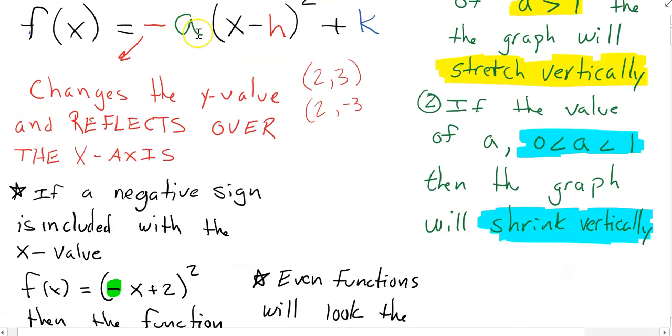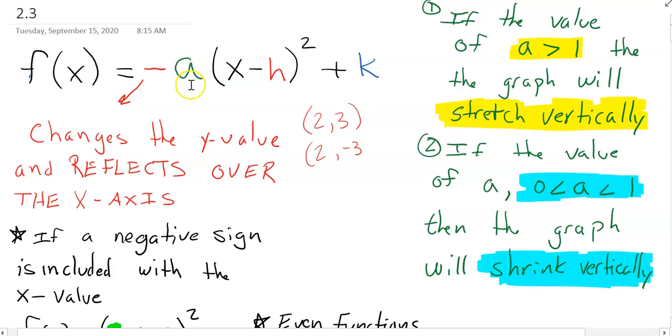The other thing we're going to be looking at is this a value. And it is a factor. It's going to either stretch it vertically or shrink it vertically. Basically, if the number is greater than 1, it will stretch vertically. If this number is a fraction, in between 1 and 0, then it will shrink vertically. We could say, oh, if it stretched vertically, it shrunk horizontally, and vice versa. But this is the verbiage that we're going to be using.